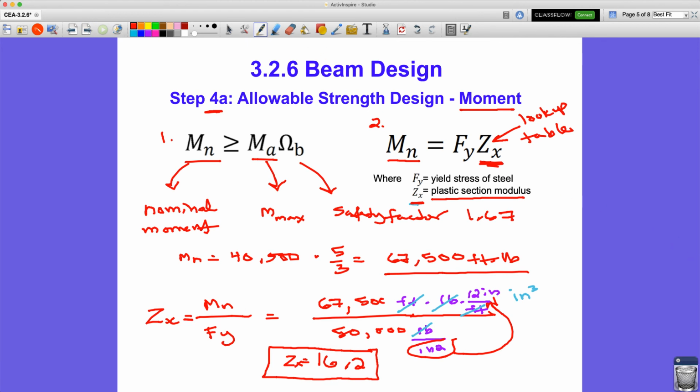In the next video, we're going to use the allowable strength design method to check the shear.